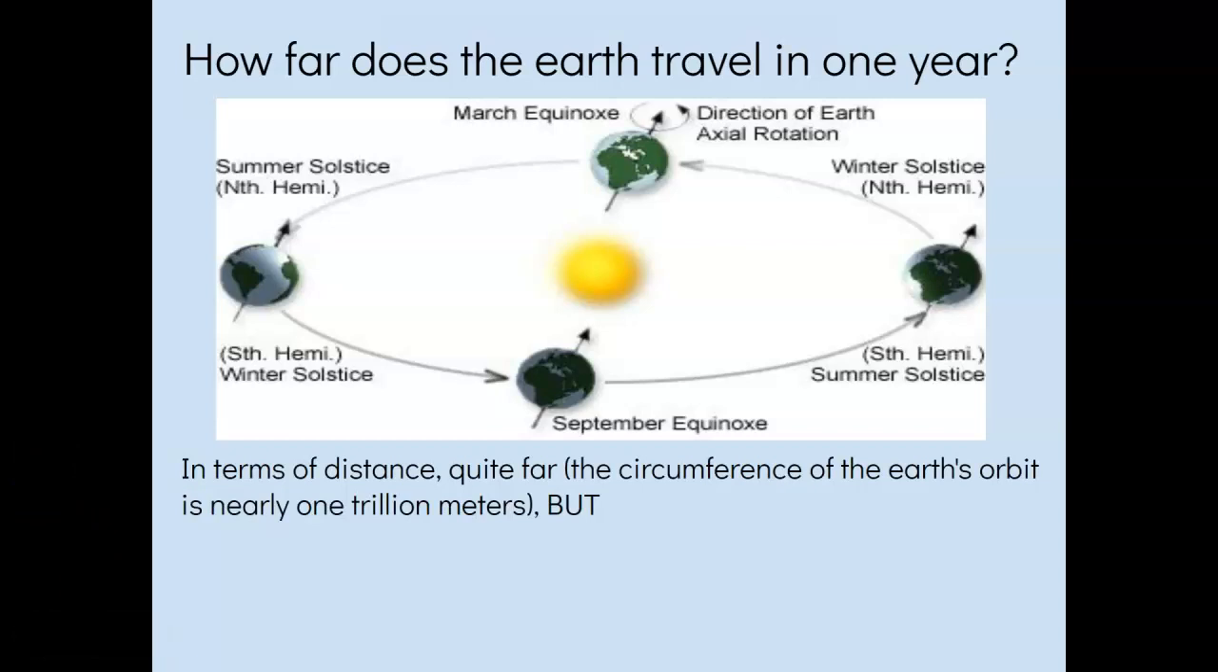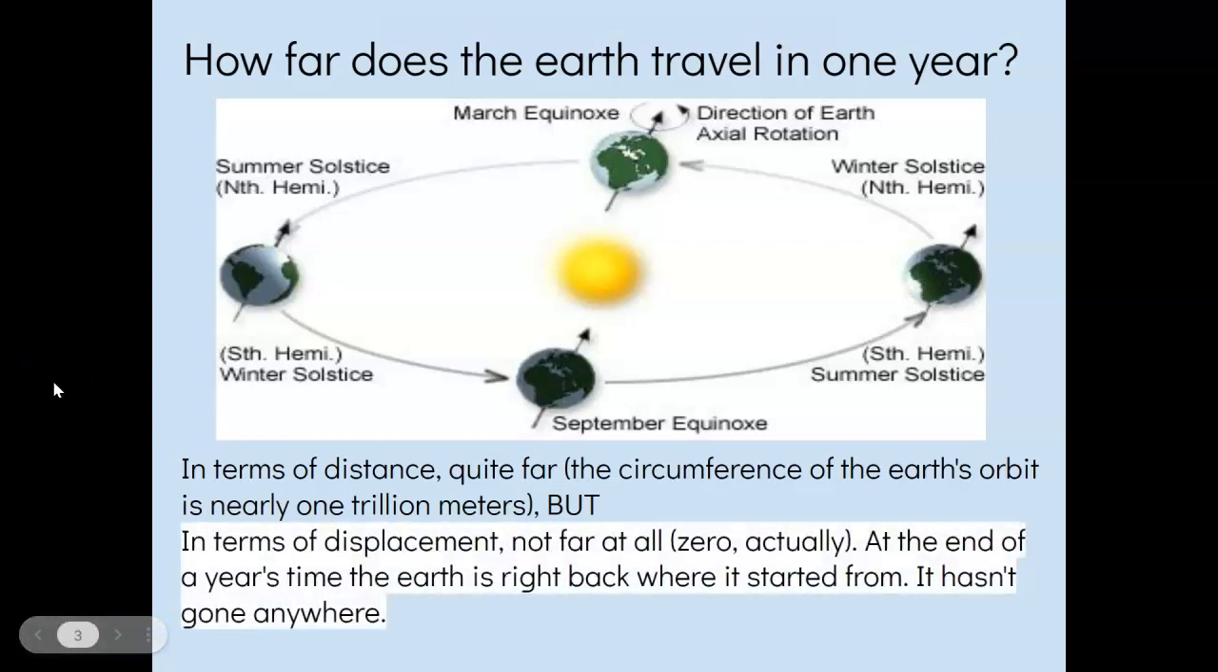The circumference of the Earth's orbit is nearly 1 trillion meters. Okay, so we do travel a pretty long way. But in terms of displacement, we don't go really anywhere at all. Our displacement is actually 0. That's because at the end of a year's time on Earth, we are right back to where we started.